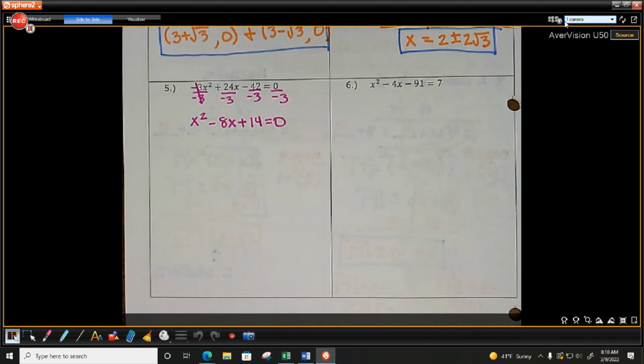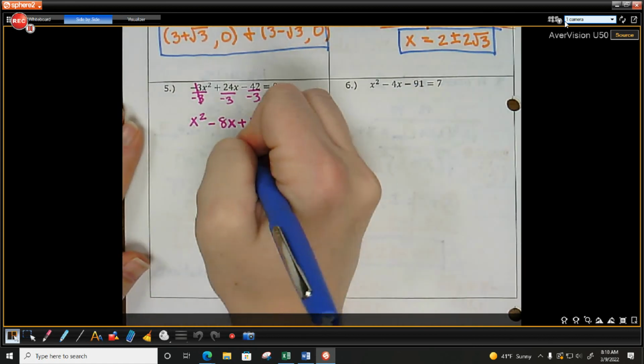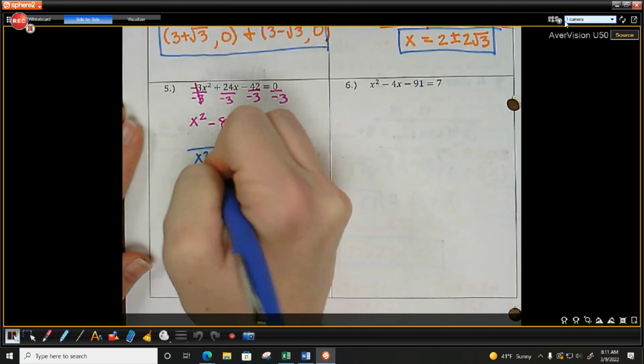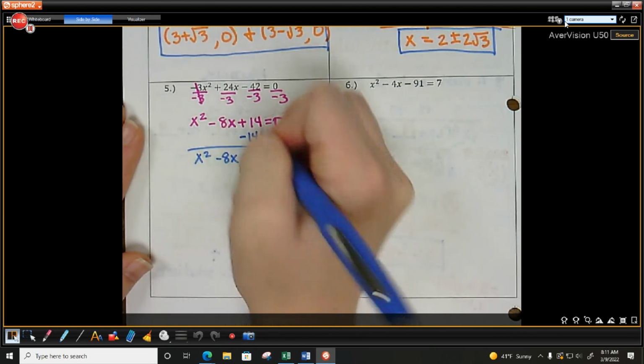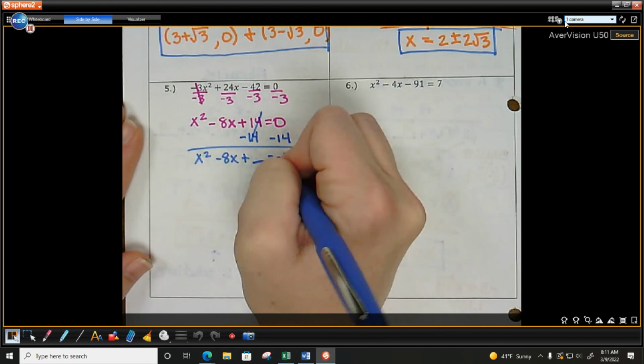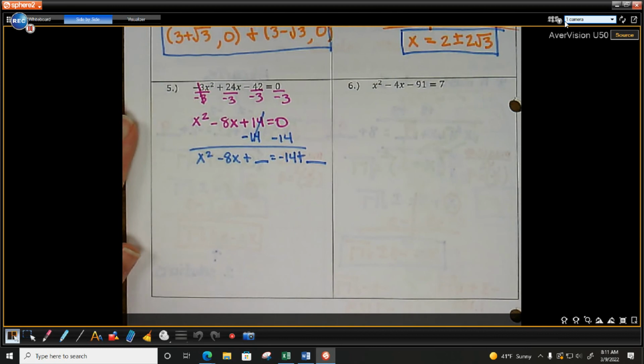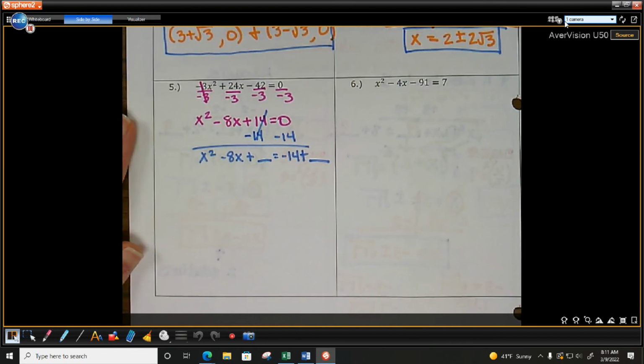Okay, I need to move my C over. So I'm going to subtract 14 on both sides. So I get x squared minus 8x plus blank equals -14 plus blank. What do I need to do next? Before I factor, I need to find the magic number. Very good. Find the magic number. I need to know what goes in those blanks.